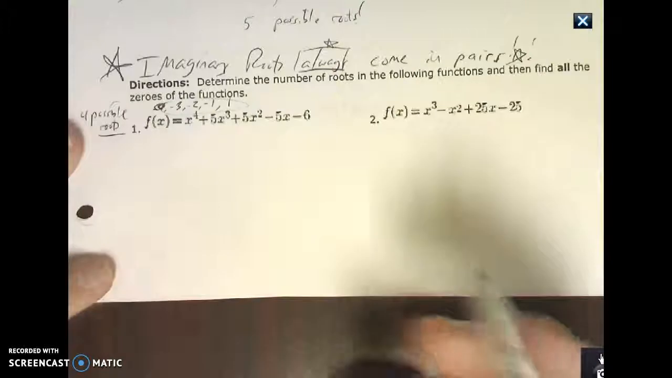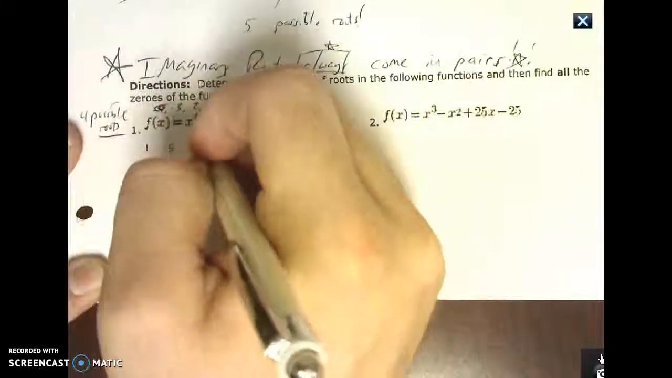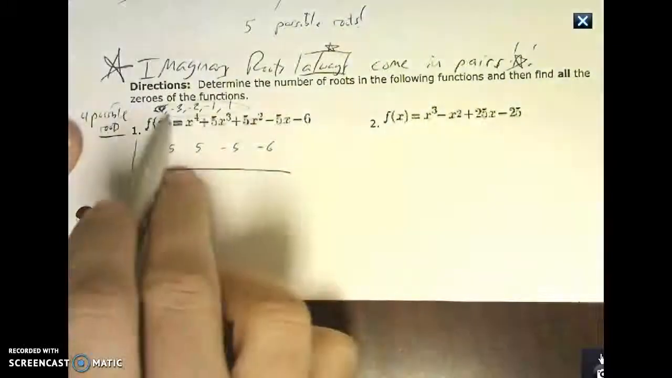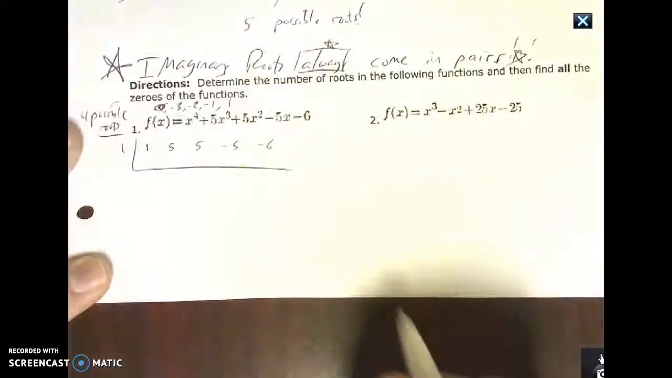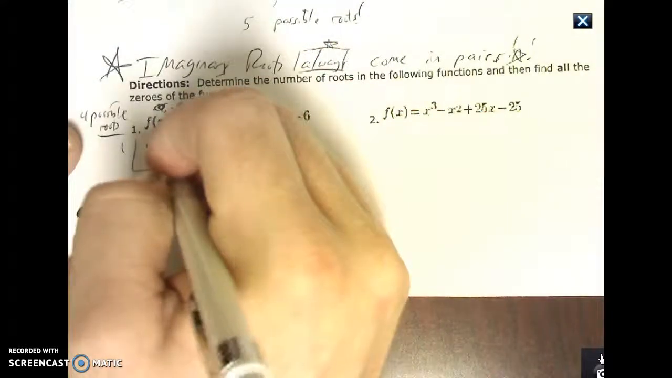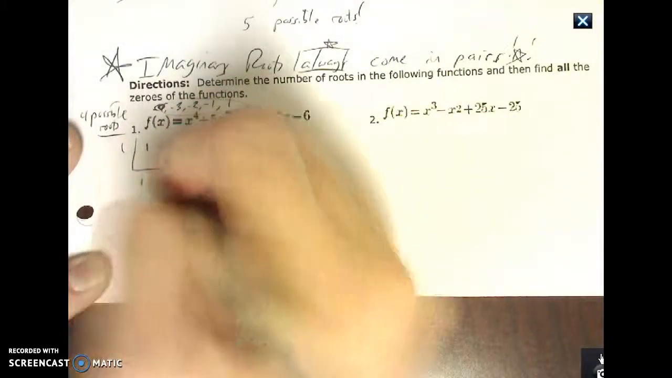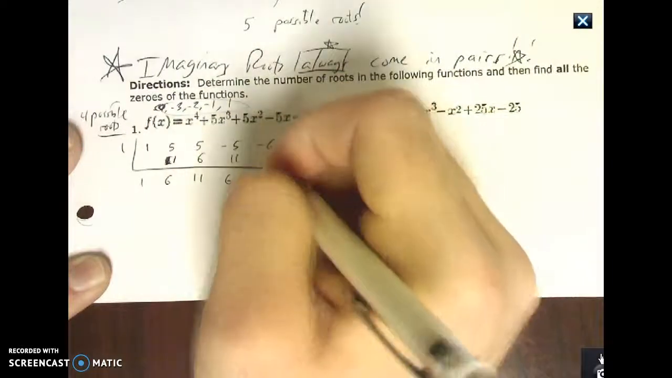I'm going to do my synthetic division. So all of my coefficients out: 1, 5, 5, -5, -6. I can pick any one of these 4 to work with to start with. I'm going to pick the 1 because it looks easy. Here we go, just proving that this is true. Bring the 1 down, I'm just synthetically dividing here. That adds up to 6, 6, 11, 11, 6, 6, 0.